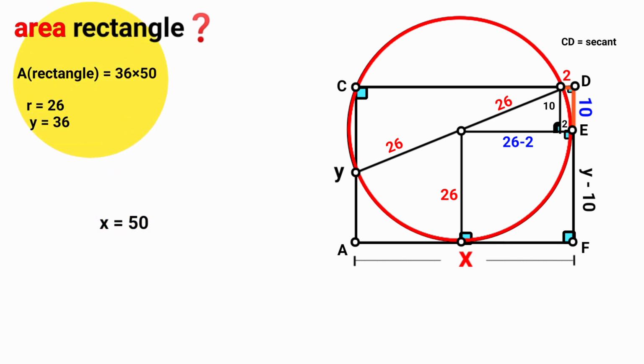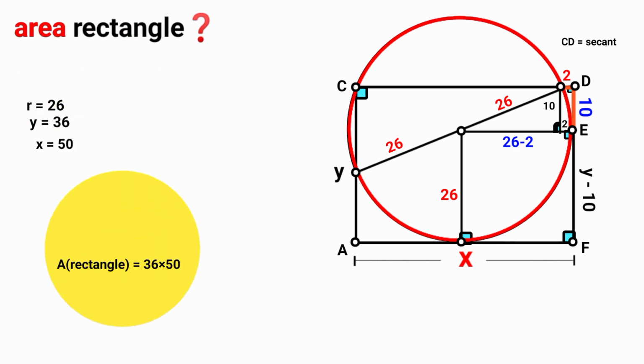Substitute it here. Now area of rectangle equal to 36 times 50. 36 times 50 is 1800. So area of rectangle is 1800 square units.